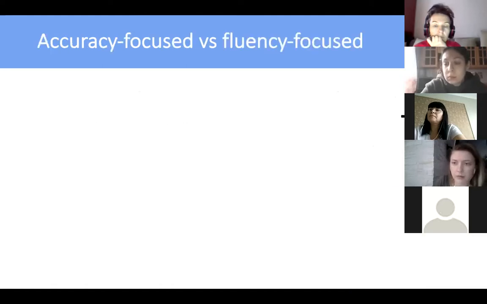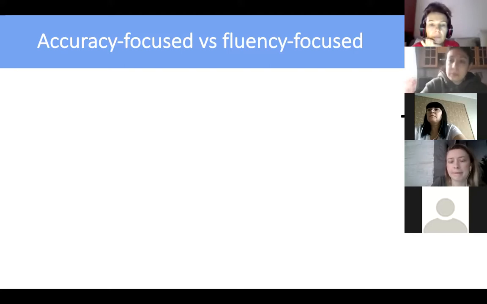But before, let's think about accuracy focused versus fluency focused activities and exercises. What's the difference? Can anyone tell me what is the difference? Control of the teacher. Mm-hmm. So accuracy focused are strictly controlled and organized by the teacher, while fluency is freely practiced.